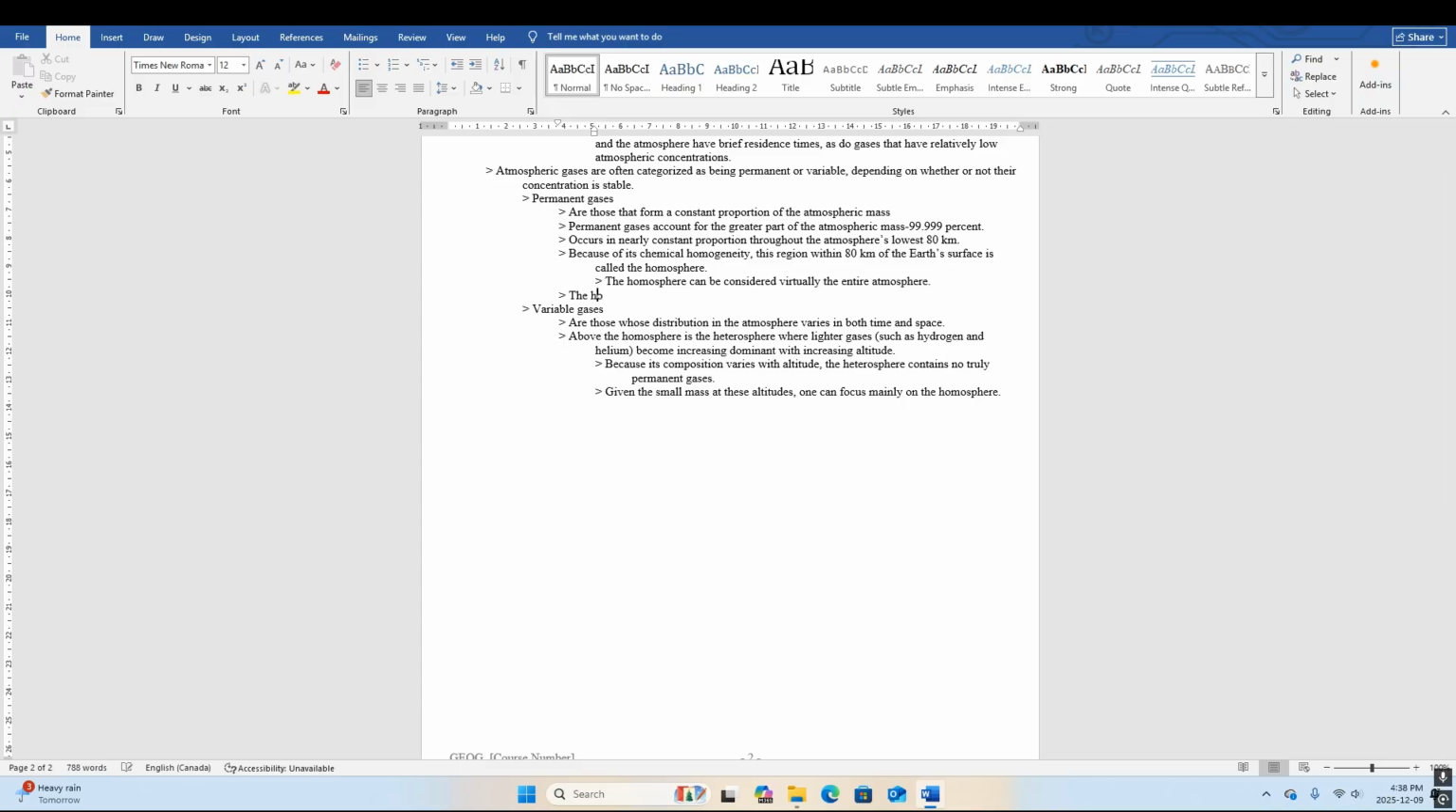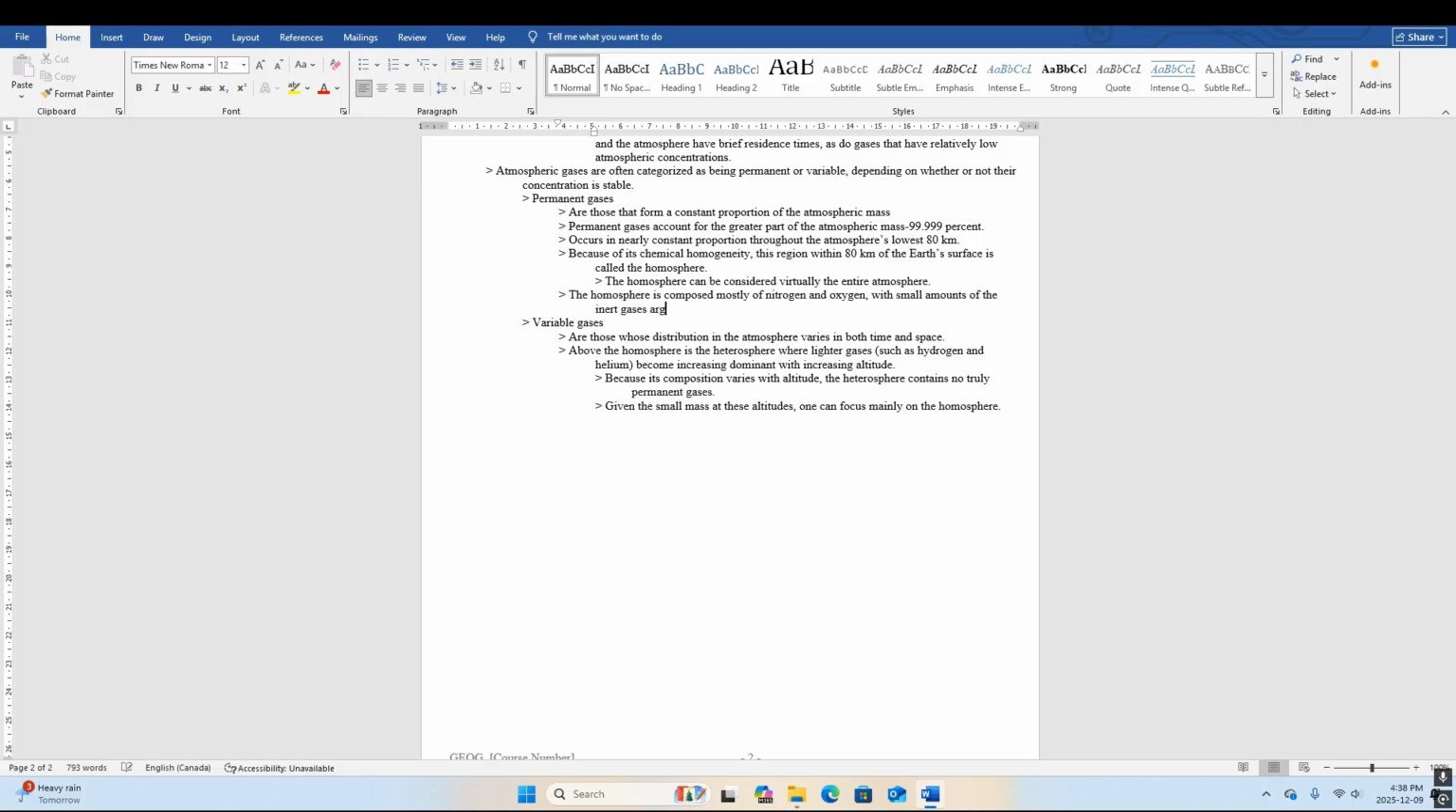The Homosphere is composed mostly of nitrogen and oxygen, with small amounts of the inert gases argon and neon, and even smaller amounts of several other gases.